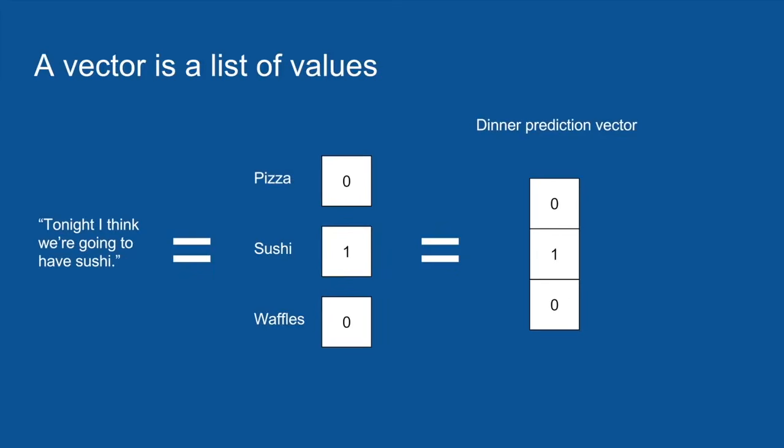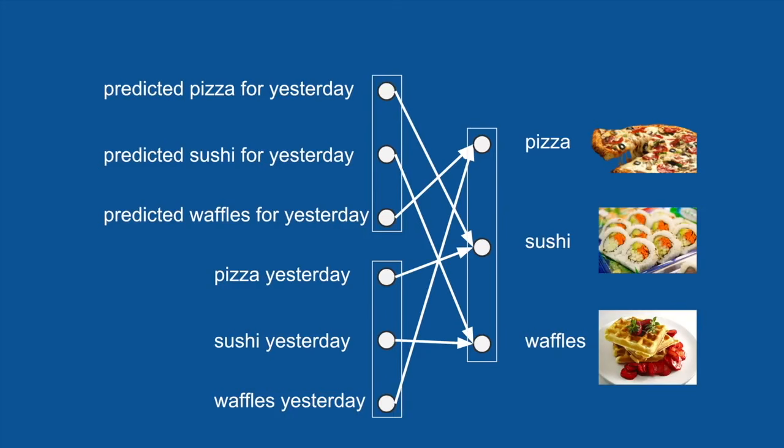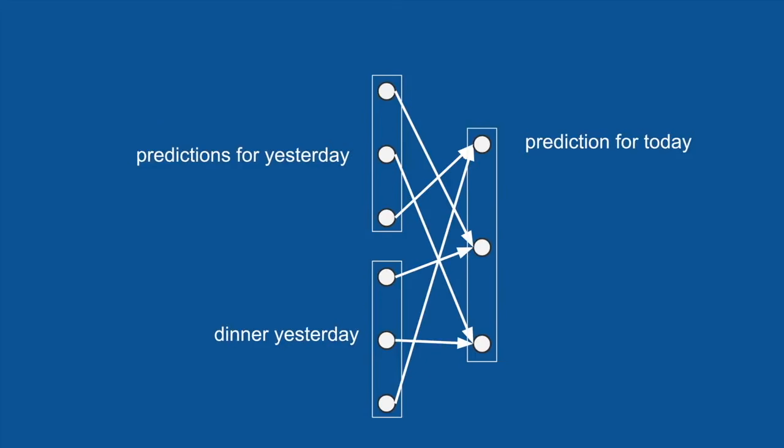So we can make a one-hot vector for our prediction for dinner tonight. We set everything equal to 0 except for the dinner item that we predict. So in this case, we'll be predicting sushi. Now we can group together our inputs and outputs into vectors, separate lists of numbers. And it becomes a useful shorthand for describing this neural network. So we can have our dinner yesterday vector, our predictions for yesterday vector, and our prediction for today vector. And the neural network is just connections between every element in each of those input vectors to every element in the output vector.